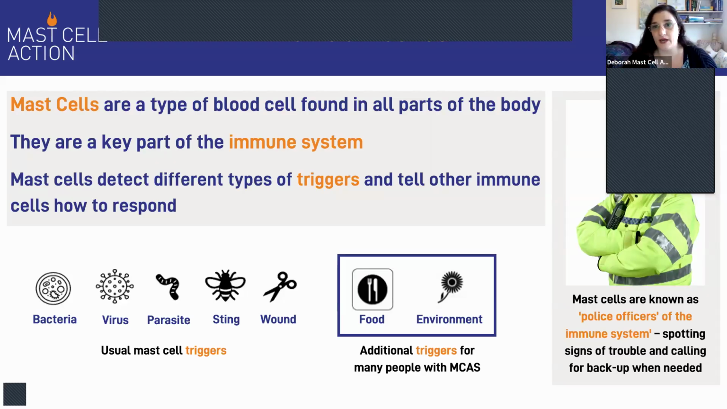But for people with MCAS, the mast cells become hyperactivated and hypervigilant, and they start reacting to things in our environment that wouldn't normally be bothersome and foods that should be perfectly safe for us to eat.